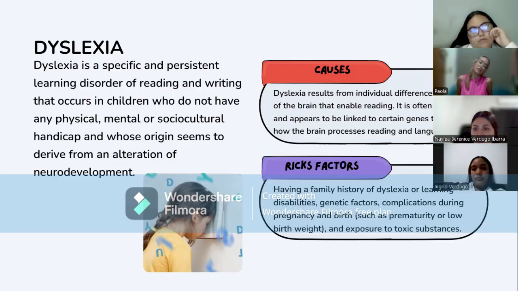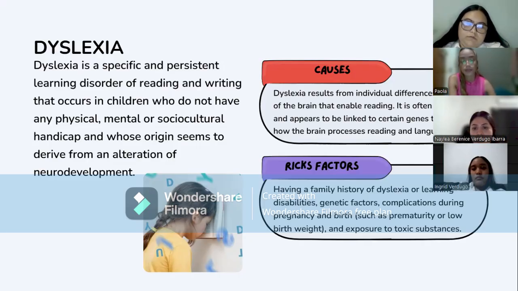It is often hereditary and appears to be linked to certain genes that affect how the brain processes reading and language. Risk factors: having a family history of dyslexia or learning disability, genetic factors, complications during pregnancy and birth, such as premature or low birth weight, and exposure to toxic substances.